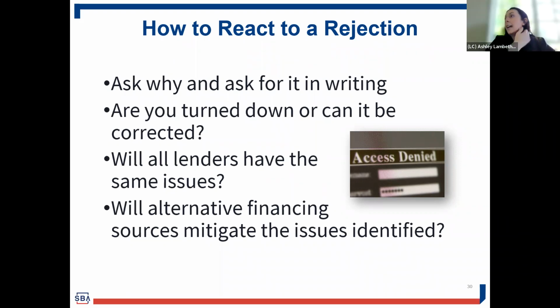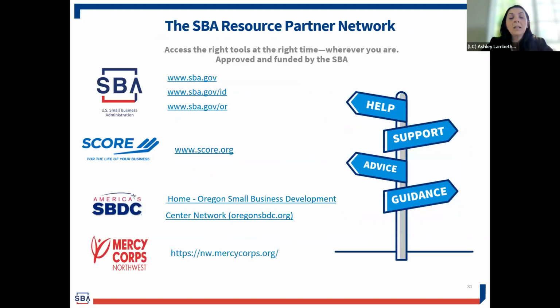So as I mentioned, it may just be, hey, we're not financing that type of business right now. And so you can shop around to other lenders. And then will alternative financing sources mitigate the issues identified? So can you seek out SBA lending? Can you go to a micro lender? Can you take on an investment from friends or family? And so are there other ways to go about it? Can you do seller financing? So maybe you don't qualify for 100,000, but you could qualify for 50,000. And so look to see if there's other alternate financing that you might be able to do.